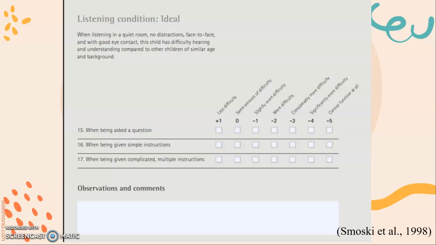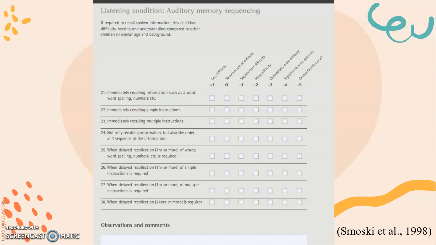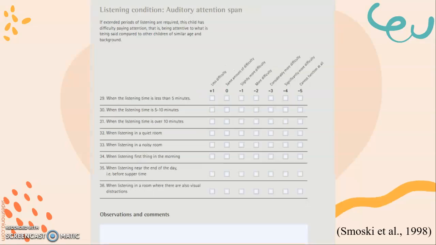For ideal, you answer questions regarding the best and most ideal communicating conditions. For the multiple input section, you answer questions regarding multiple stimuli, like visual or tactile stimuli in addition to auditory stimuli. For the auditory memory sequencing section, you answer questions regarding recalling spoken information. And finally, for the auditory attention span section, you answer questions regarding the child's auditory attention span.